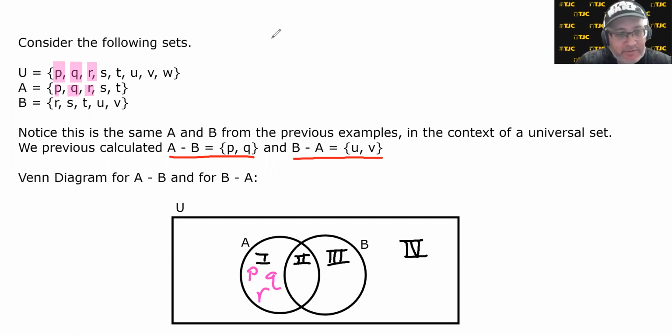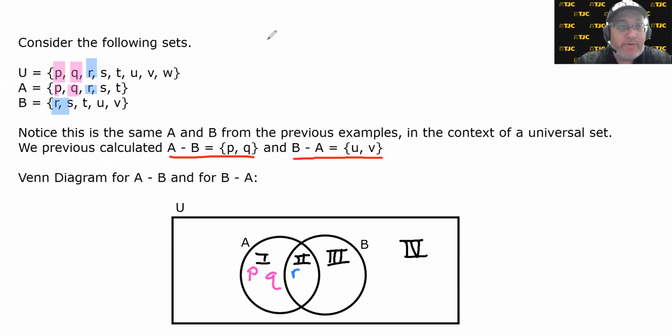I stand corrected. R is not just in A. Shame on me. Hold on. R is not only in A, but it's also in B. So it won't go in region 1. Where will it go? It must go in region 2, because that's the region that belongs to both circle A and circle B.